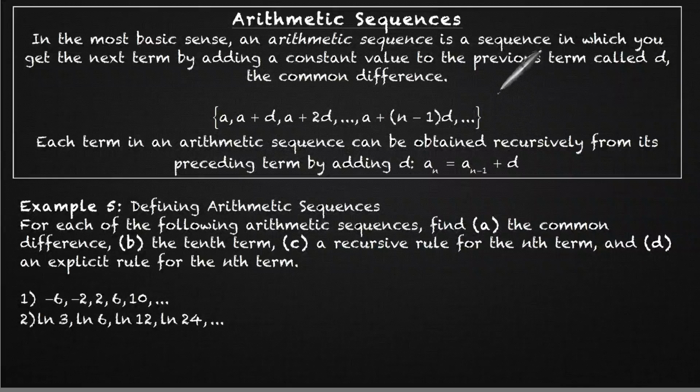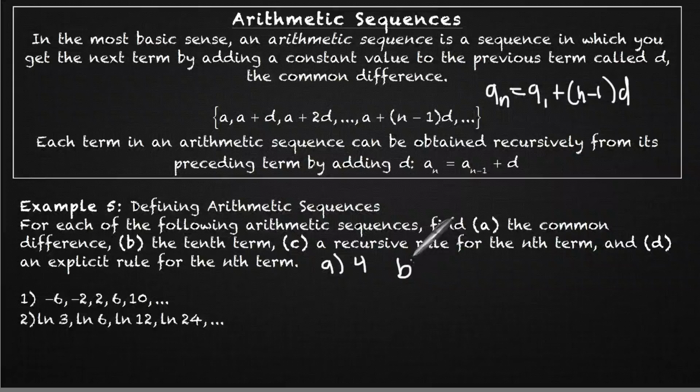And so the basic equation that we want to use here is a sub n is equal to the first term plus n minus 1 times d. And that is the idea. So for number 1, we're going to do A, B, C, and D. So letter A, what is the common difference? That is what the letter d stands for. It is 4. So you're adding 4 each time. That's the difference.